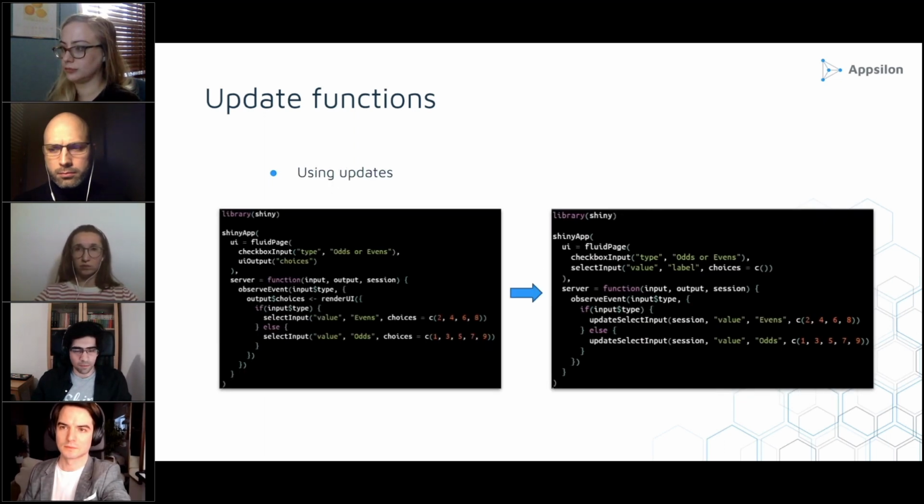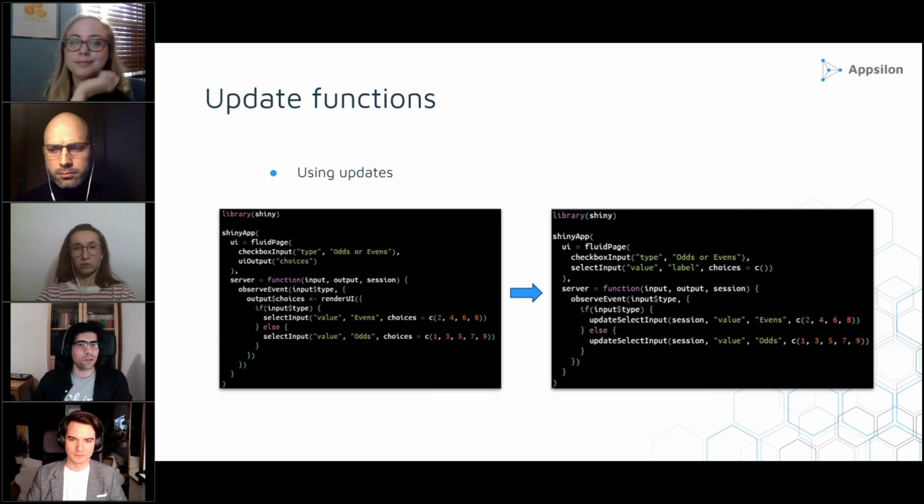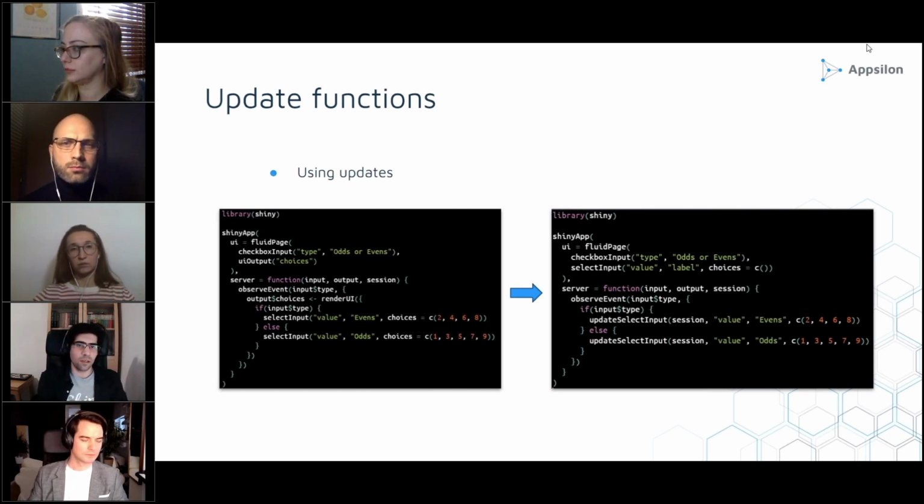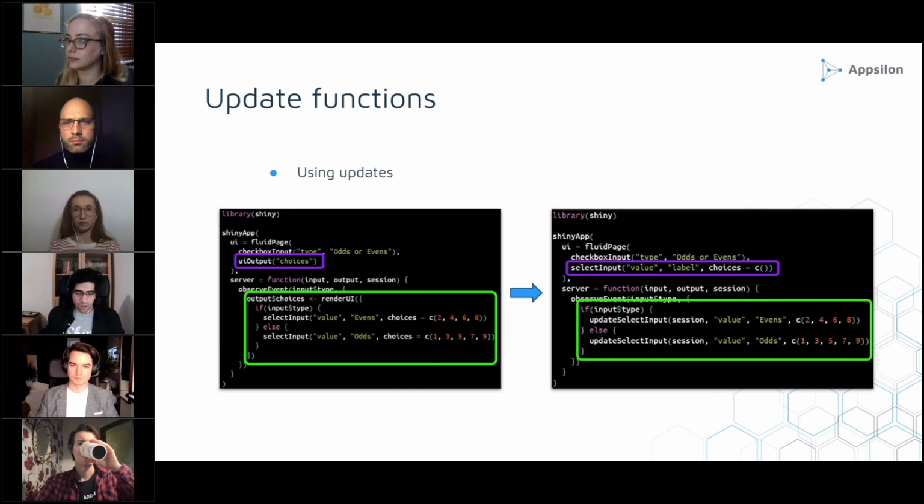And this is where update functions come in. If we change our code so that, instead of using a UI output, we simply render a select input, and then instead of filling in the UI output, we use the update select input function, this is completely different. In this case, a call from Shiny is sent to the browser that says, hey, update this specific input that already exists in the browser with a new label and some new values. These are very small changes, but it's already a slightly different approach to how we're building the application.